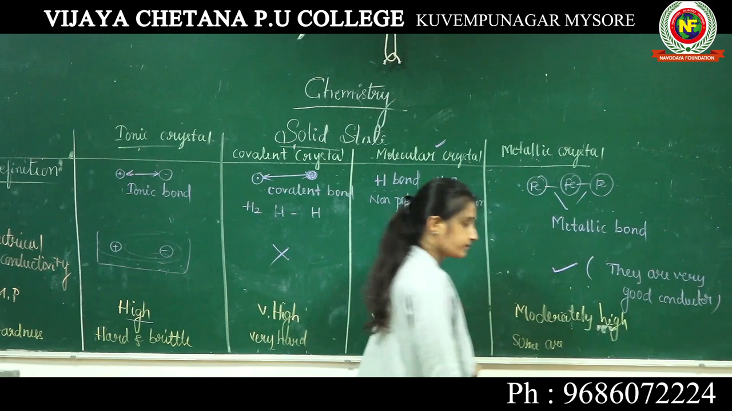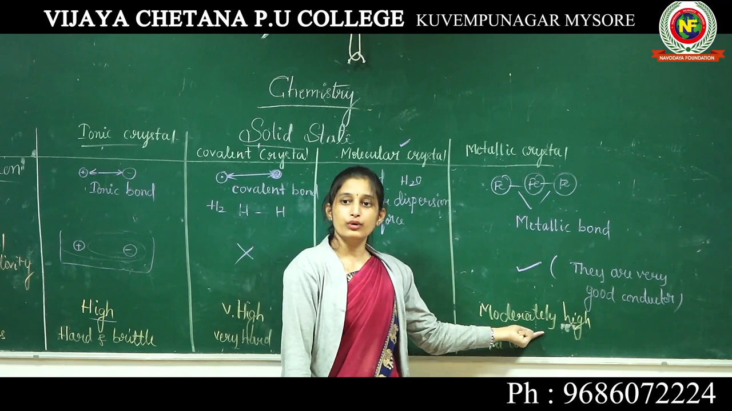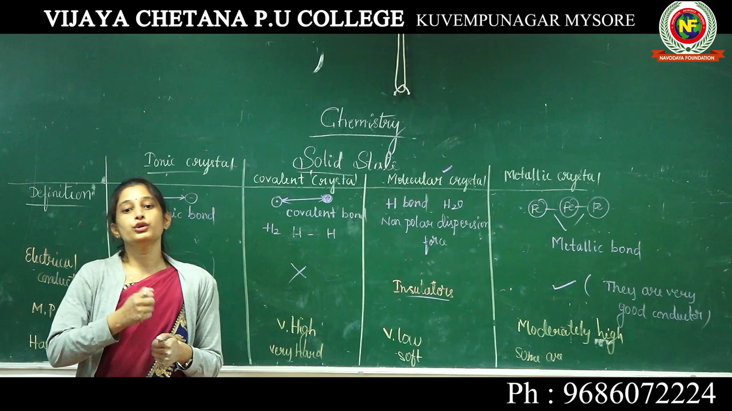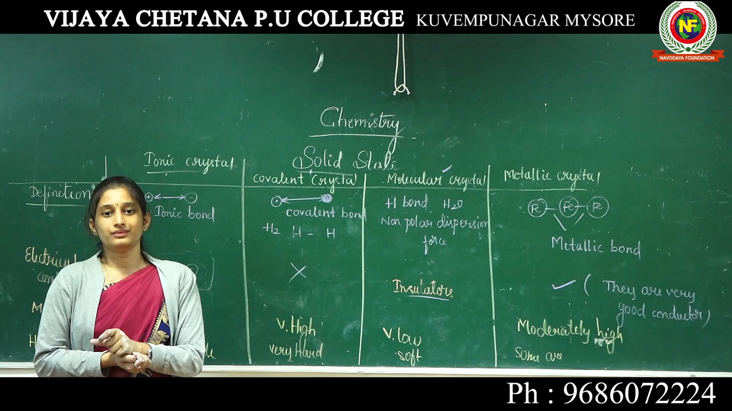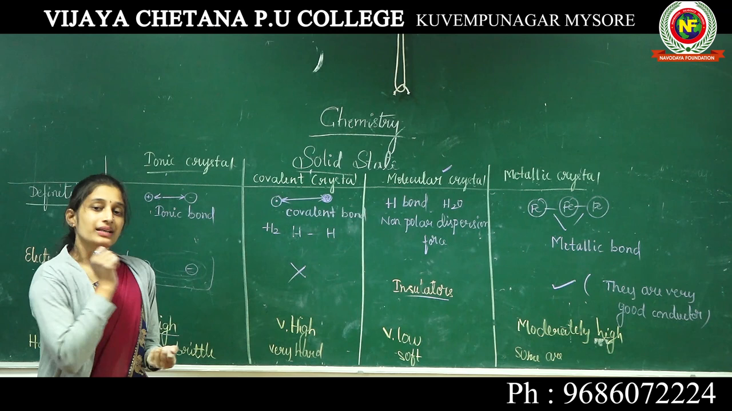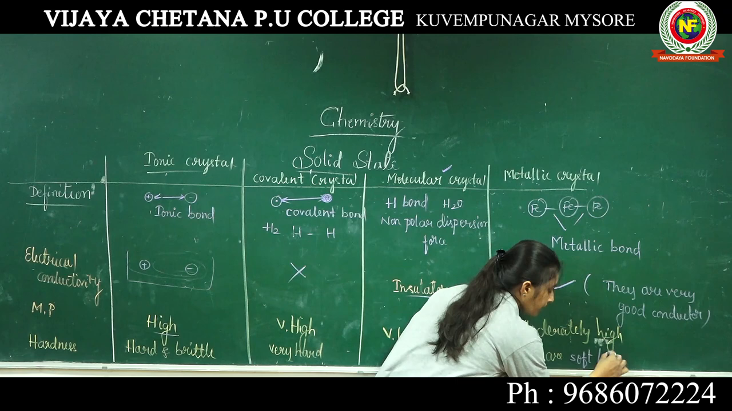What about the melting point? Moderately high. Moderately high means it's not too low and not too high. And what about the hardness? Some metals are very soft, some are very hard. For example, sodium is a very soft metal; we can cut it using a normal knife. But what about iron? Is it possible to cut? No, it's not possible. So some metals are soft and some are hard, based on the metal nature.